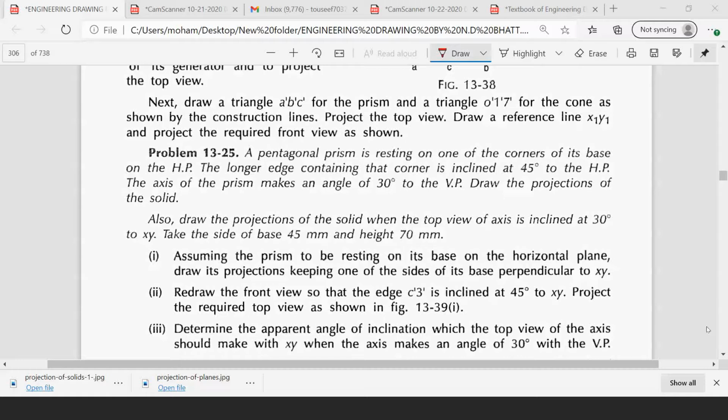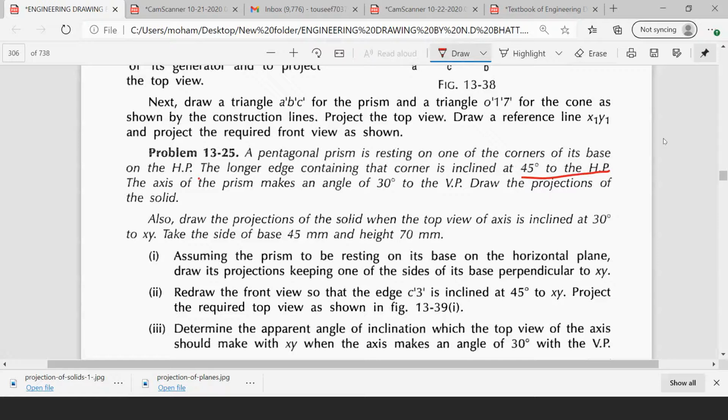It is given in the question that the pentagonal prism is resting on one of the corners of its base on the HP. The longer edge containing that corner is inclined at 45 degrees to HP. Understand? He's saying that it is inclined at 45 degrees to HP. The axis of the prism makes an angle of 30 degrees to the VP. He is saying that the axis of the prism will make an angle of 30 degrees to the VP.